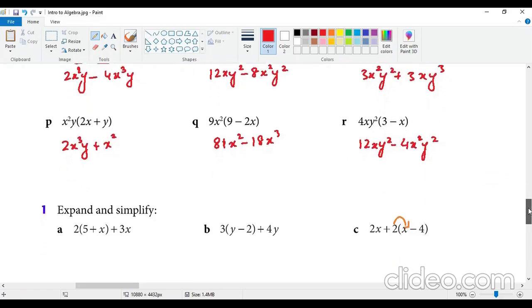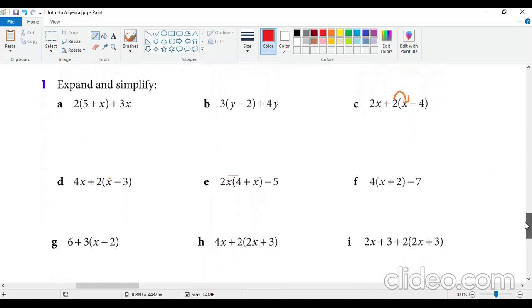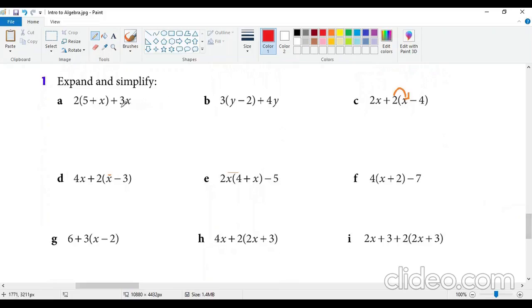Now in here, you don't only do the expansion, expanding the brackets, but you simplify also. So this is going to be done in two steps. So first one will be 10 plus 2x plus 3x. So your final answer is going to be 10 plus 5x. But in algebraic terms, you will write in the descending order. 5x plus 10 is going to be your correct answer.